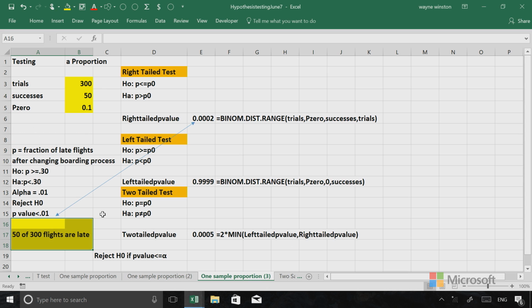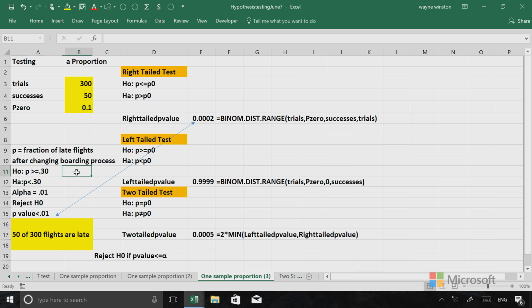Final example. Okay, so let P be the fraction of late flights on an airline after they change the boarding process. In other words, they've tried to change the boarding process to make the fraction of flights late be less. And there's a lot of scientific studies on what's the best way to board an aircraft. You can look that up on the internet if you want to. So the null hypothesis would be that we haven't improved it, so that the fraction of late flights will be greater than or equal to 30%.